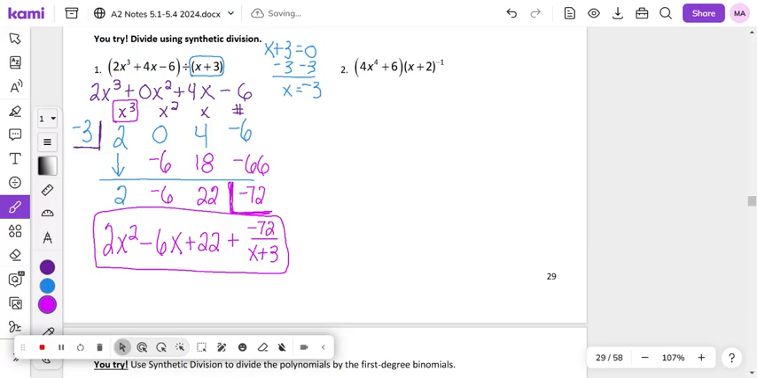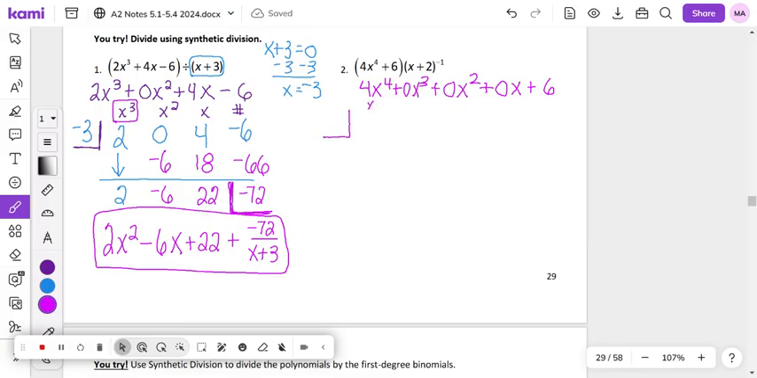Okay, we've got one more for this video. Let's see. So again, this is just another way to show division. Let's write our terms out. We have 4x to the 4th, we have 0x cubed, we have 0x squared, we have 0 x's, and then plus 6. So we're going to have a lot of placeholders for this one, and we just have to do that because we need a column for everything.